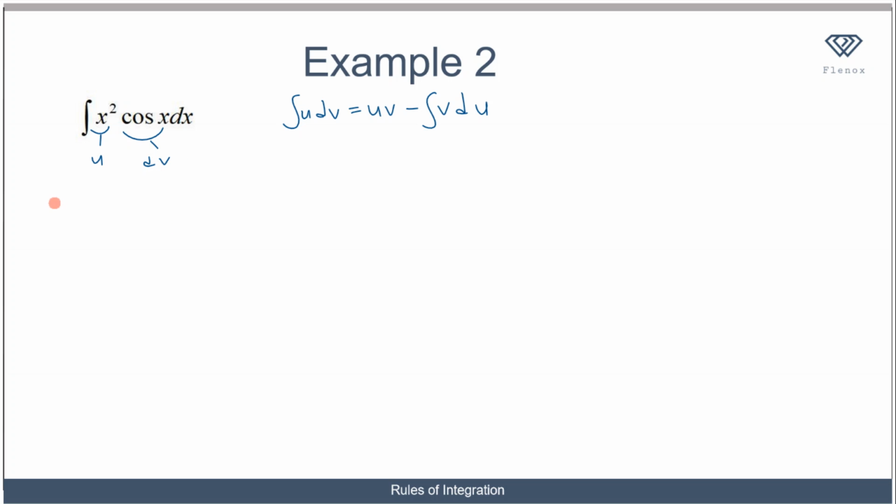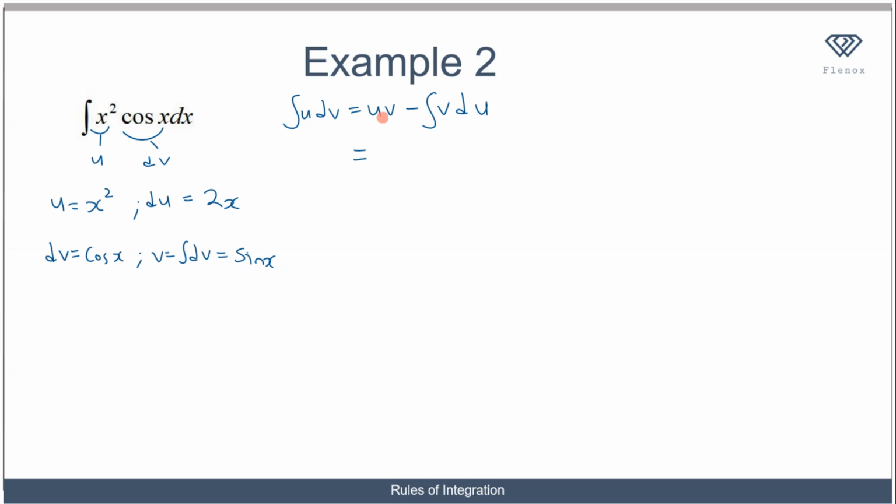Then we start solving. So u is equal to x squared. So du, which is the derivative of x squared, when I differentiate x squared, what do I get? I get 2x. So now dv is equal to cos x, so my v will just be the integral of dv. Now when I integrate cos x, what do I get? I get sin x. So I can substitute that into the formula.